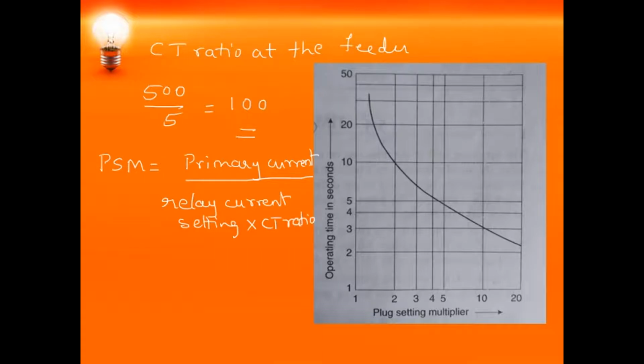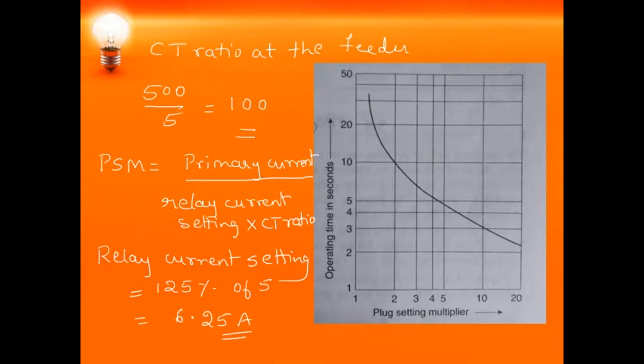The fault current is given. What is the relay current setting? The relay is set at 125%, right? At the feeder end, the plug setting is 125%. So the relay current setting in amperes is 125% of the rated current. The rated current is 5 amps. So 125% of 5 gives us 6.25 amps.